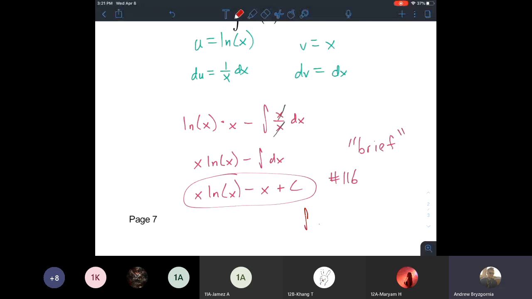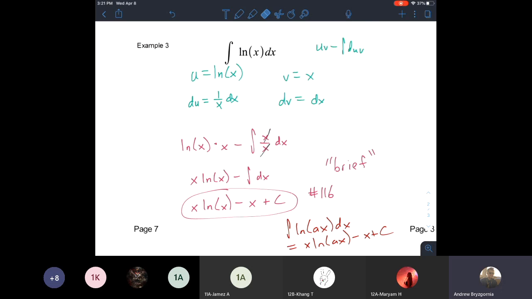It says integral of natural log of ax dx equals x natural log ax minus x plus c. So there you go. So the Thomas book confirms that we have this correct. So yeah, now we have the antiderivative for natural log of x.